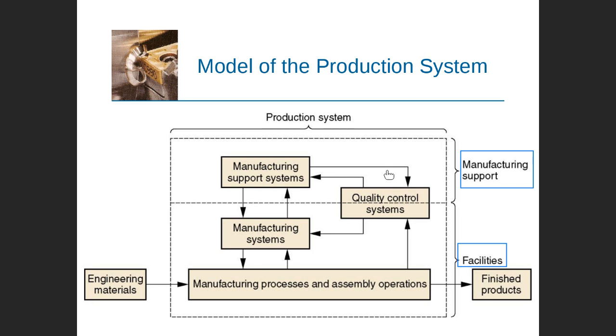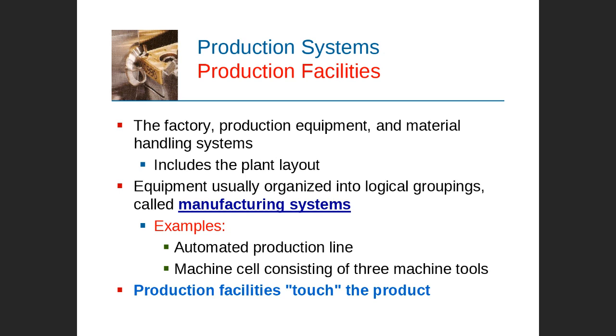So when you say production system, it is a manufacturing facility and manufacturing support. This one described here is actually the production facility. First one, which is a production facility. As I told you, production facility touches the product. Anything that touches the product is considered a manufacturing facility or production facility, like equipment, machine, material handling process, and everything related to touching the process.